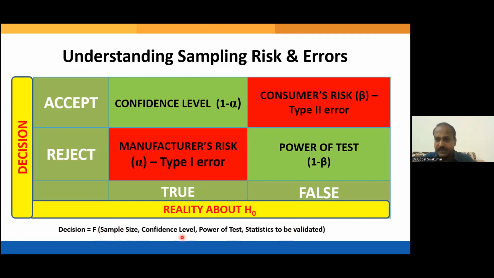Out of the 4, 3 you can fix. If you fix 3 of the items which I have written in the bracket, the 4th one can be determined. For example, you want to know the sample size. Then you should decide on confidence level, power of test, as well as the difference in the statistics, right? And that's how this will work.